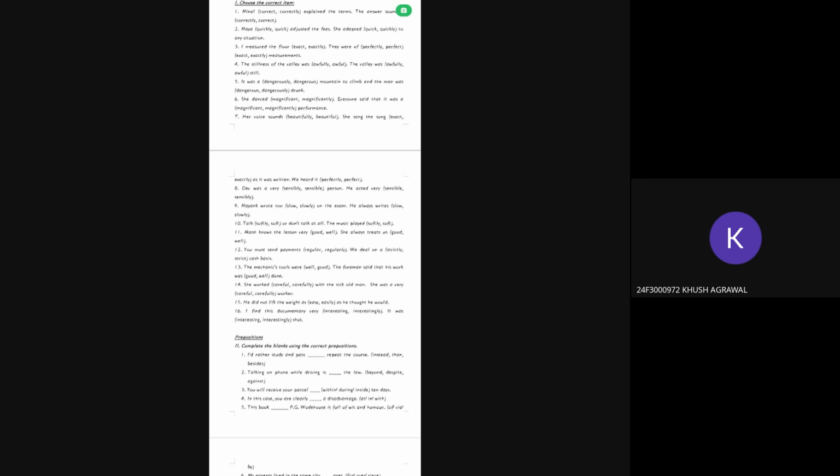Sixth. She danced magnificently. Everyone said that it was a magnificent performance. The first one is an adverb and the second one is an adjective. Seventh one. Her voice sounds beautiful. What kind of usage of adjective is this? Predicative. Correct.